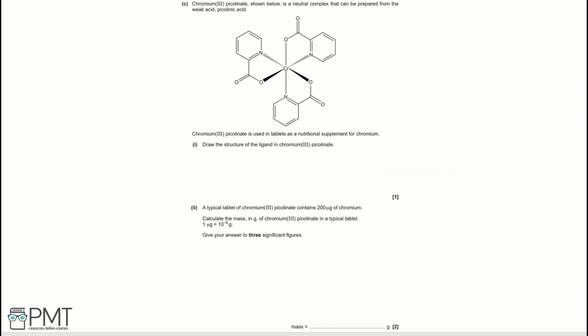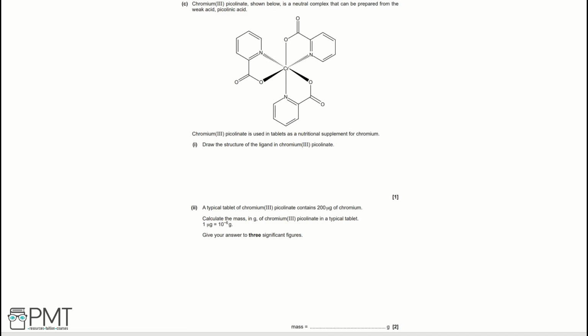C. Chromium 3 picolinate shown below is a neutral complex that can be prepared from the weak acid picolinic acid. Chromium 3 picolinate is used in tablets as a nutritional supplement for chromium. Part 1. Draw the structure of the ligand in chromium 3 picolinate.